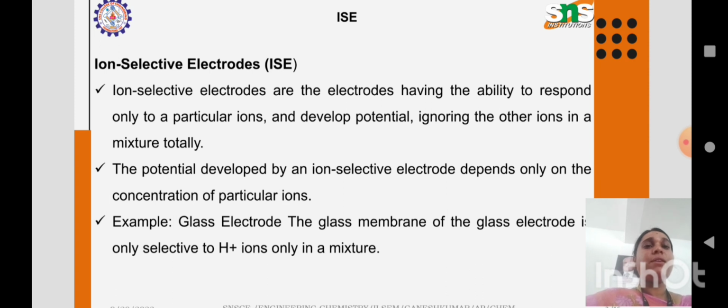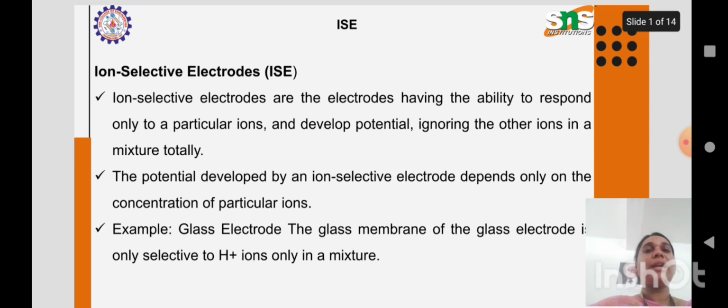The potential developed by an ion selective electrode depends only on the concentration of the particular ion. Example, the glass electrode, whose glass membrane only measures the H plus ion present in the mixture. So we get the H plus ion concentration. We know that pH is the concentration of H plus ion, so we get the solution pH, that is the sample pH.